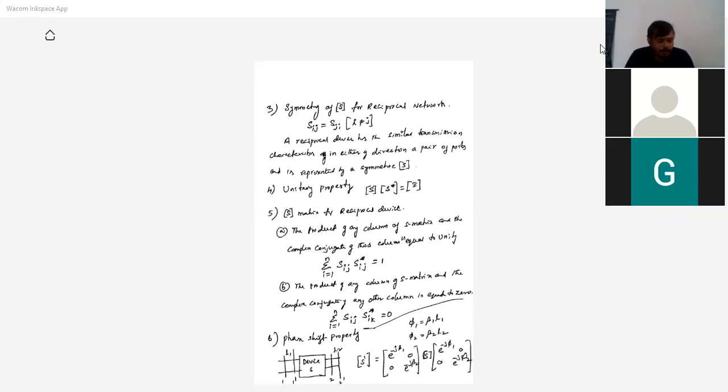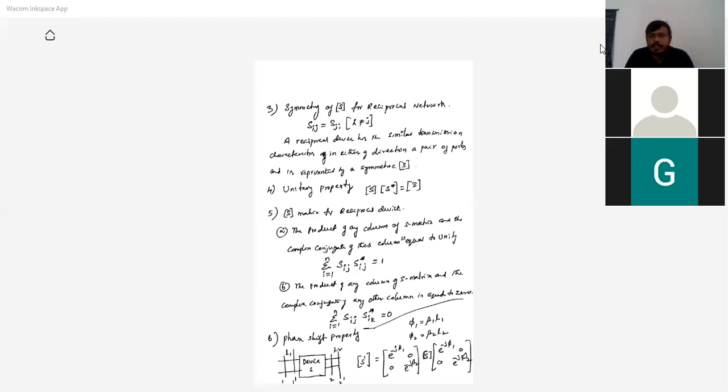So then the unitary property of the matrix is S into S conjugate is equal to I. Another property is that the product of a column of the S matrix with the complex conjugate of the same column in the S matrix is equal to unity, that is 1. Then the product of any column of the S matrix and the complex conjugate of any other column is equal to 0.